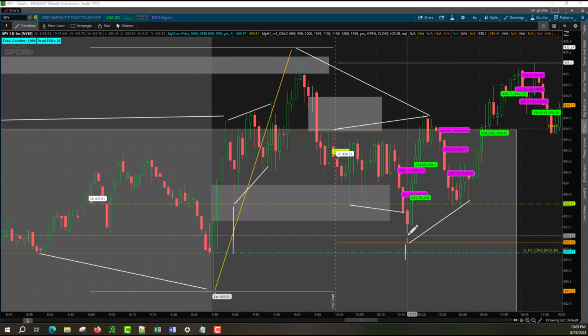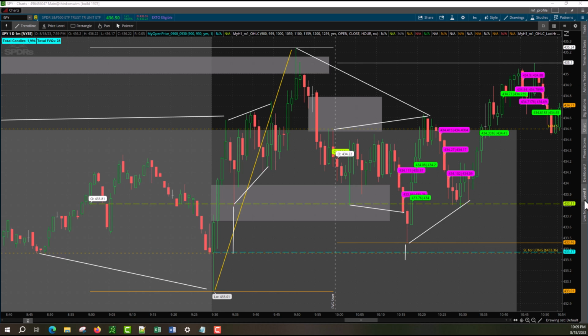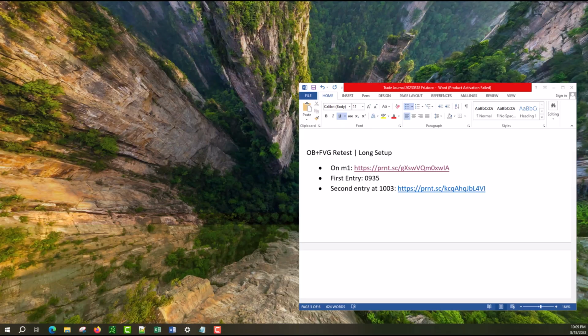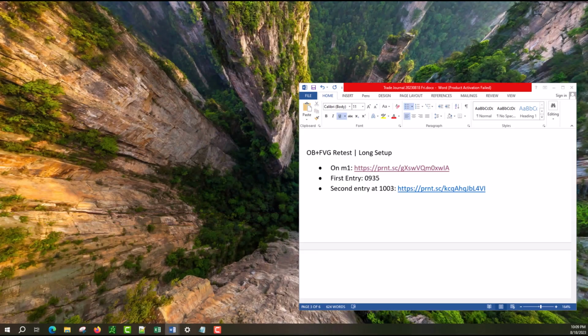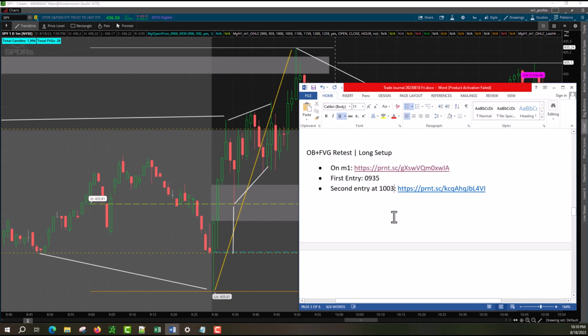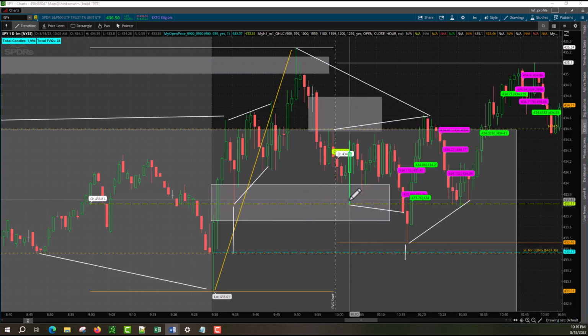Then we can either go in right here, or we could still have a chance to go in when it goes down and retests the second order block with the fair value gap right there. I mean, a solid setup right there. Beautiful pattern right there. Let's see what else we observe today. Yeah, so we say the second entry is 10:03, right?